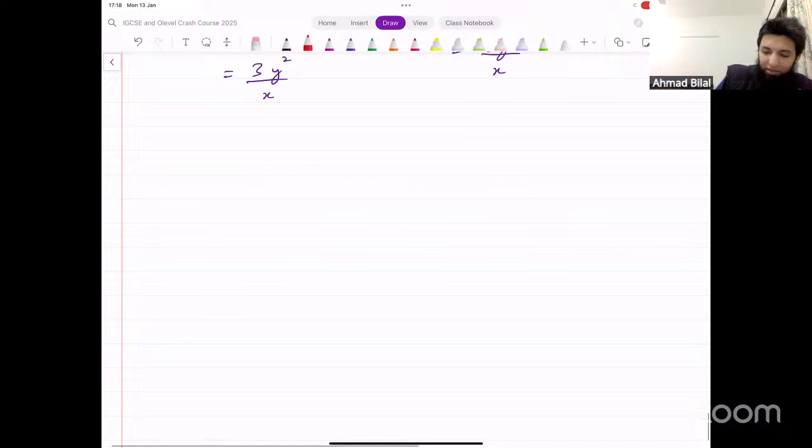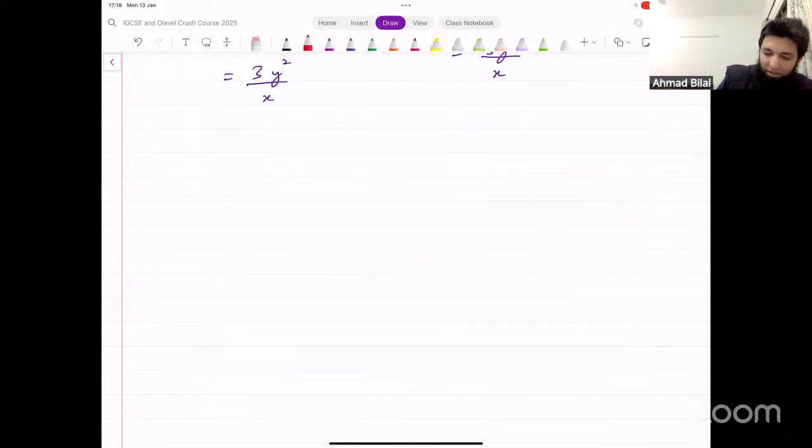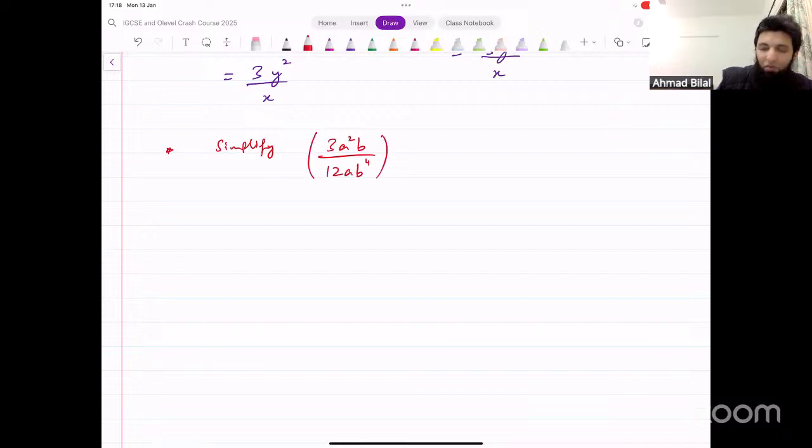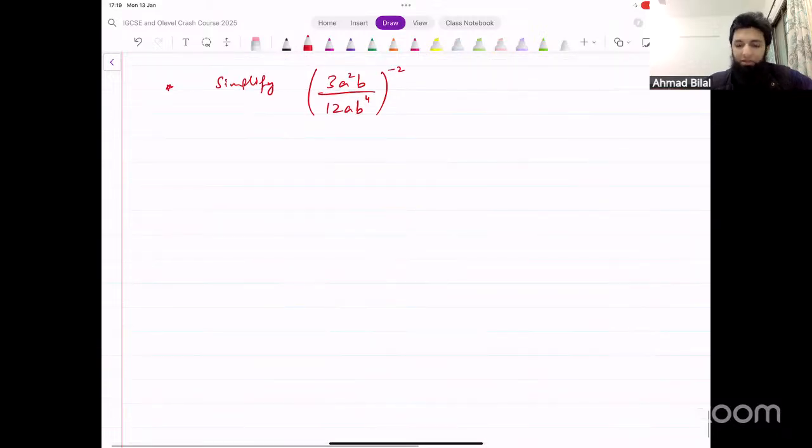Let's say we've got something like this. We want to simplify 3a squared times b divided by 12ab raised to power 4. And we have whole raised to power negative 2. We want to simplify this thing. Okay, how do we do this? How do we do simplification of this?